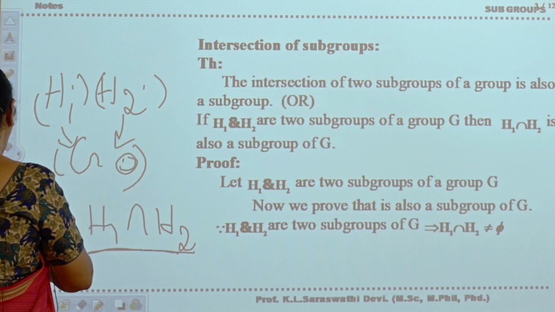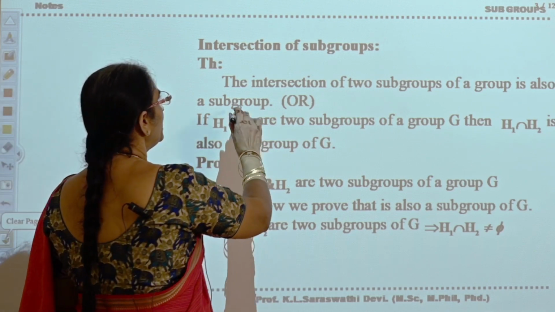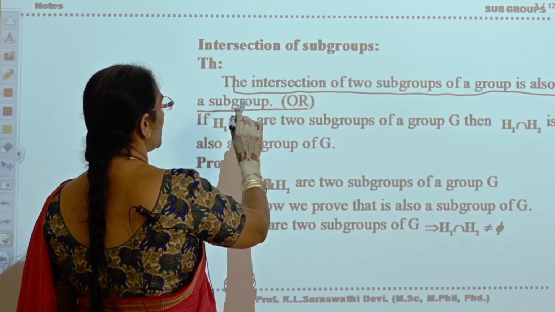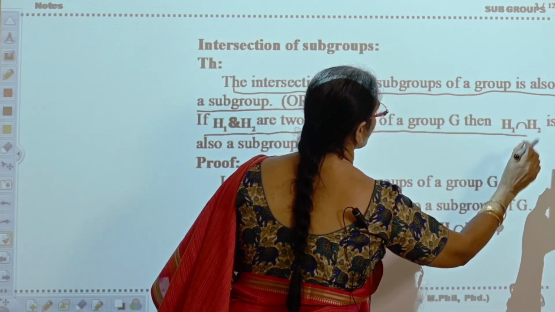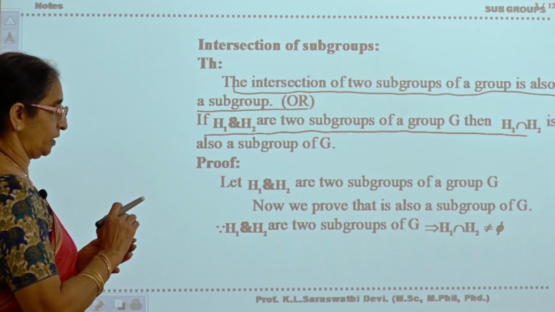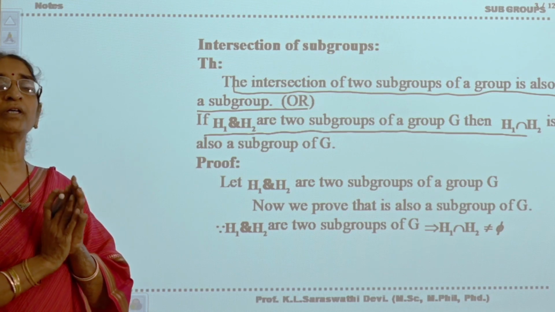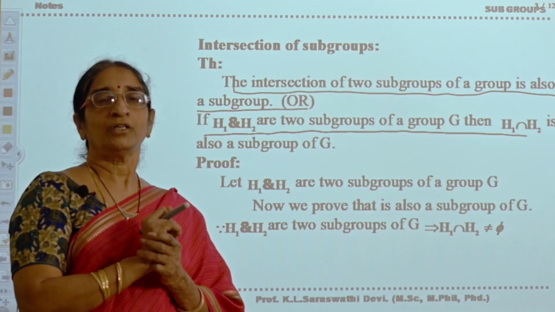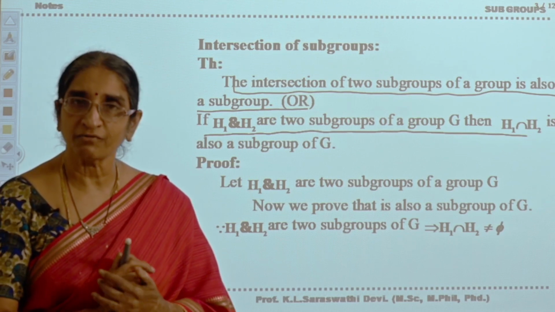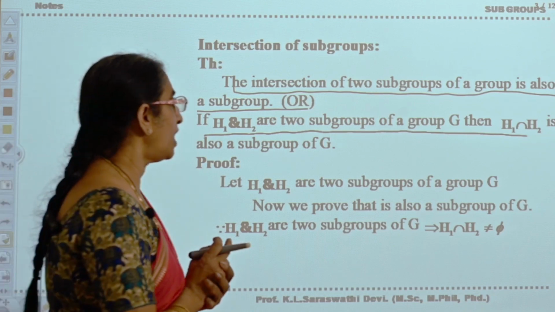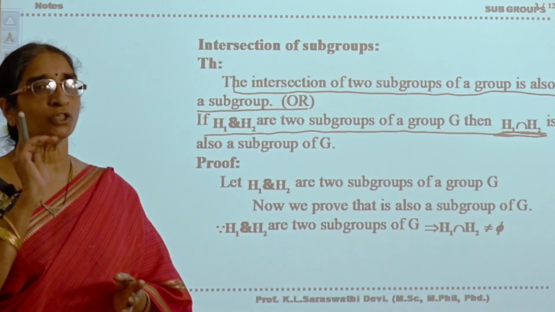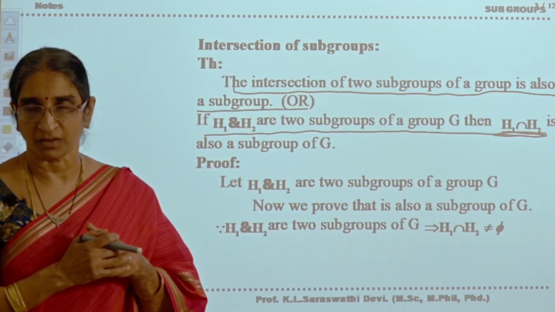Now see the formal statement. The intersection of two subgroups of a group is a subgroup. This can also be stated: if H1 and H2 are subgroups of a group G, then H1 intersection H2 is also a subgroup of G. You want to show that H1 intersection H2 is a subgroup. In order to show that, you are going to use the necessary and sufficient condition: for any a, b belongs to H1 intersection H2, a b inverse belongs to H1 intersection H2.